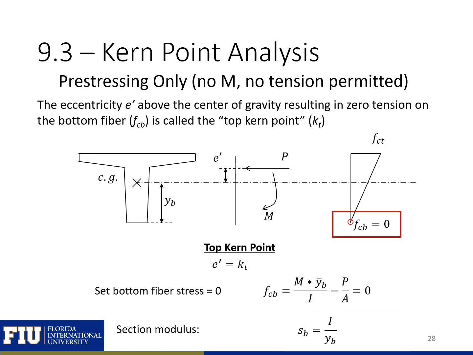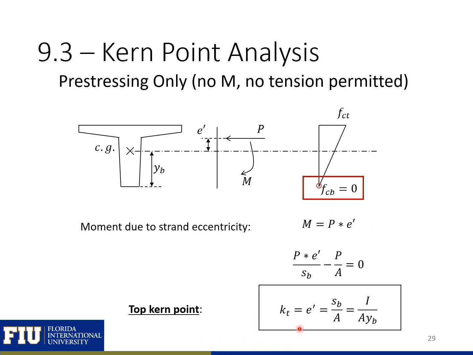We can do the same thing with an eccentricity above our centroid of the section to find our top Kern point. So again here, we're setting our bottom fiber stress equal to 0, and we can substitute in our section modulus. And then we can solve for our eccentricity, and this will give us a top Kern point equal to our section modulus S sub B divided by A. So we'll use this top Kern point moving forward.